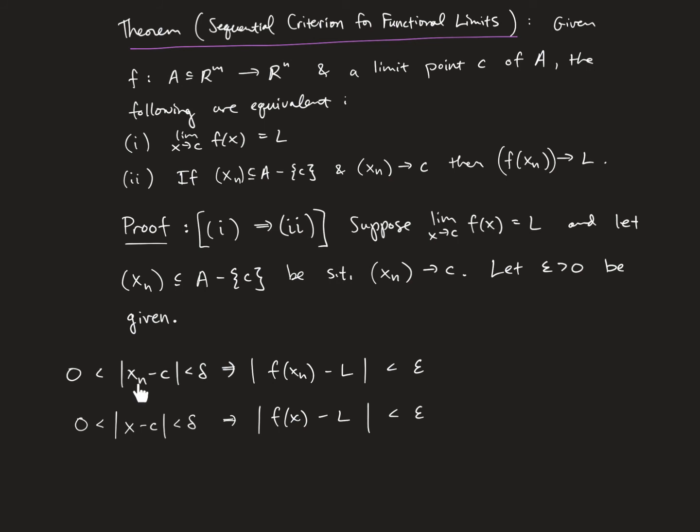But of course, we can make the xn within delta of c because xn is converging to c, right? So there's going to be some capital N such that when n is bigger than that capital N, the xn's are within this delta of c. Okay, so for this epsilon greater than 0 given, we have to hit this target here. Because of our limit statement, we know that as long as the xn's can get within that delta of c, right? So for this epsilon, there's a delta response because we are supposing this.